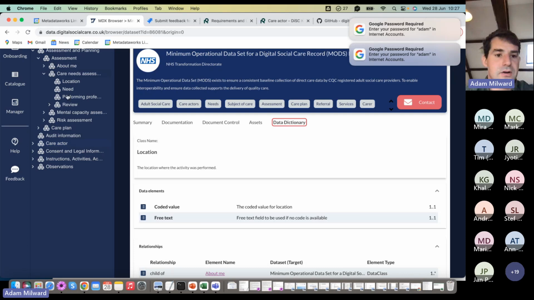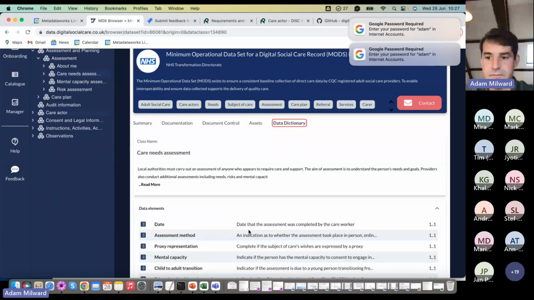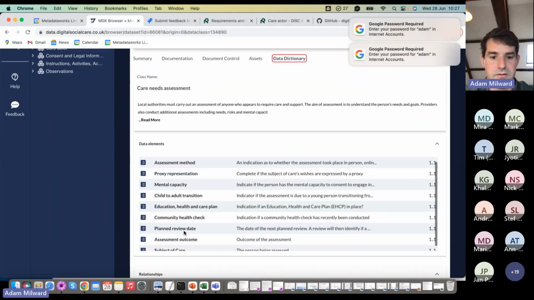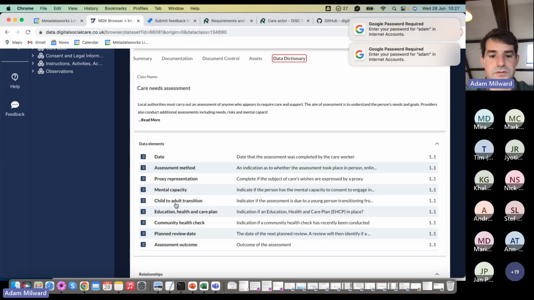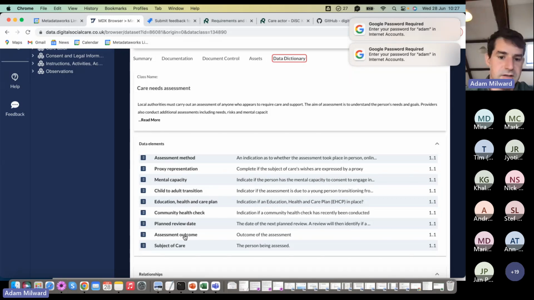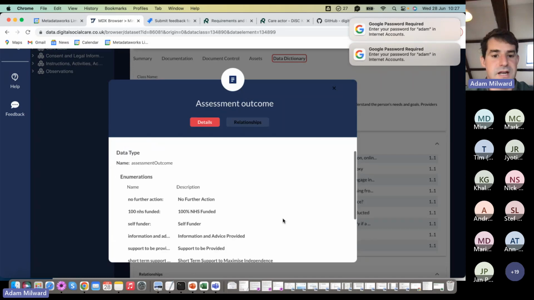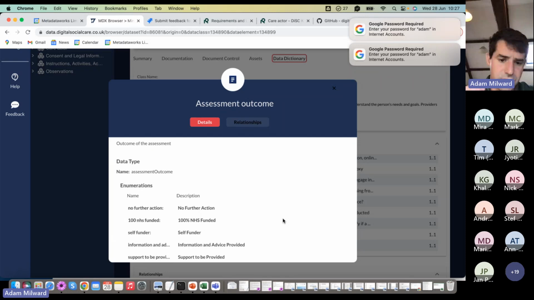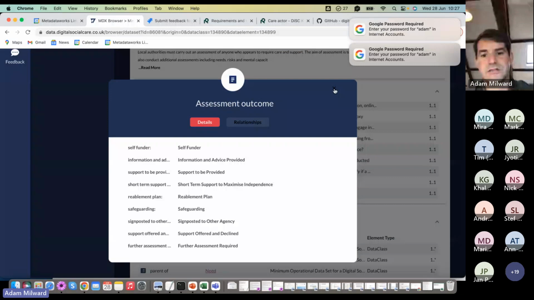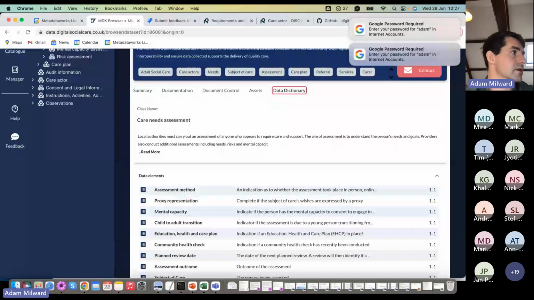There's the assessment outcome, which is another area. At the moment in care needs assessment, we've got the method, and some high level things that you saw, like child to adult transition, mental capacity, plan review date. We've also got the assessment outcome. At the moment, we've got this as a drop down list that relates back to CLD. But potentially this could be linked to the outcome class.